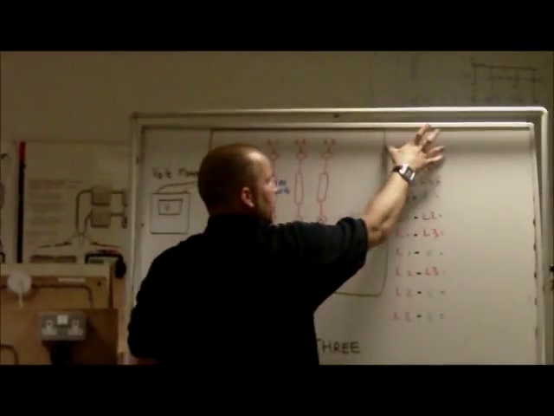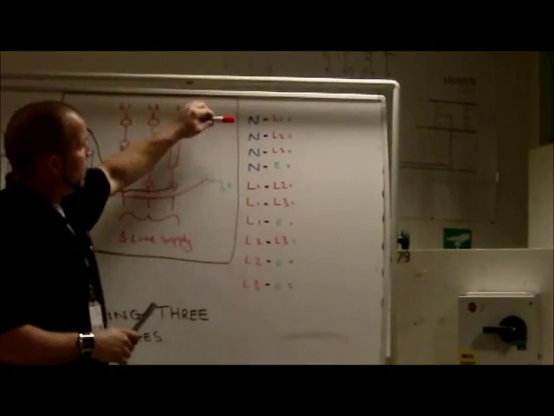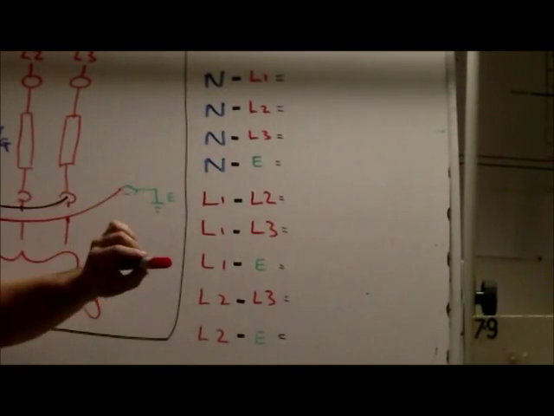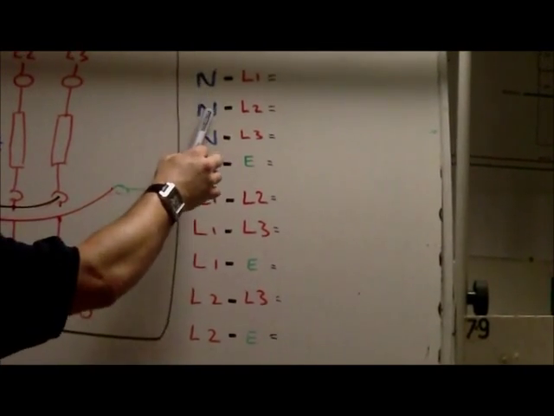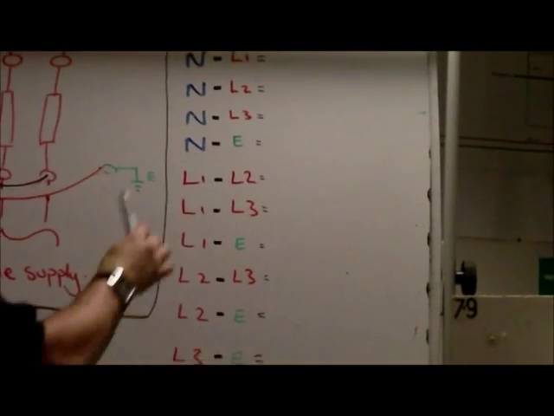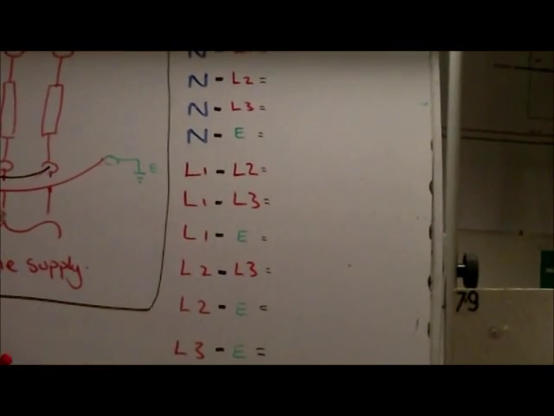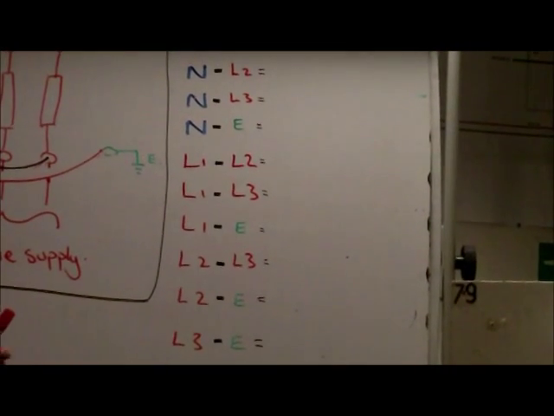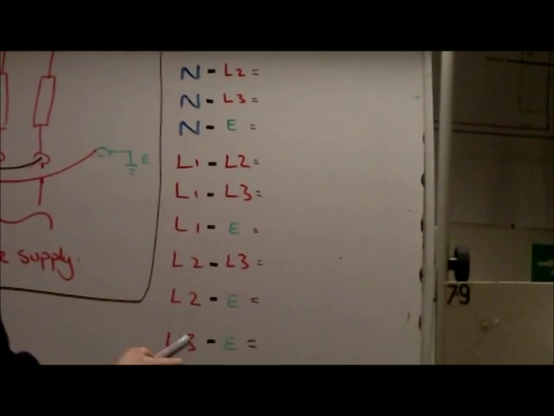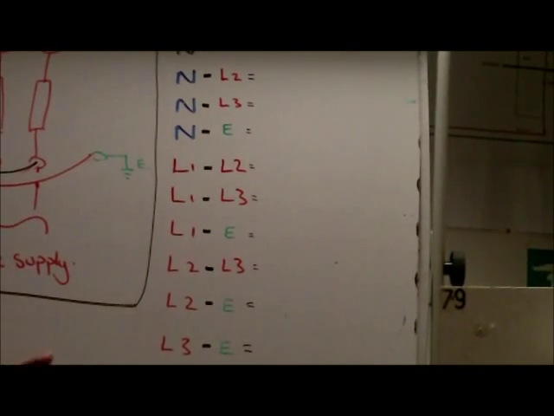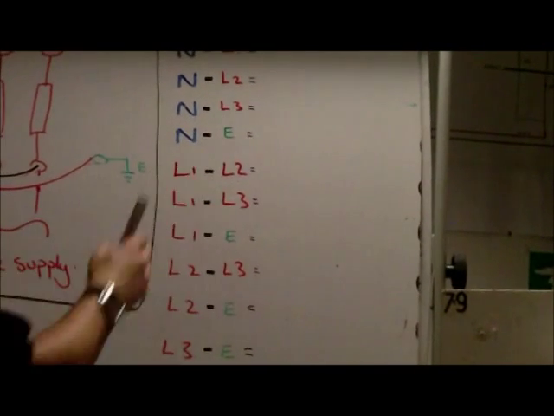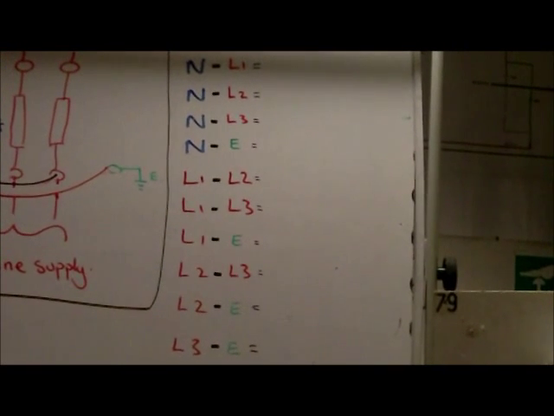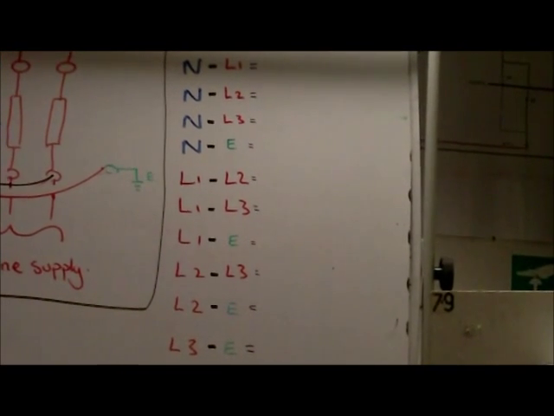Now what we're going to do is just look at the theory here. We tested between neutral L1, neutral L2, neutral L3, neutral and earth. And if you look, 4 neutrals, 4 L1s, 4 L2s, 4 L3s, and as you can guess, 4 Earths. Yeah? You have hit every single combination possible to do with that isolator to check the voltages that are there.